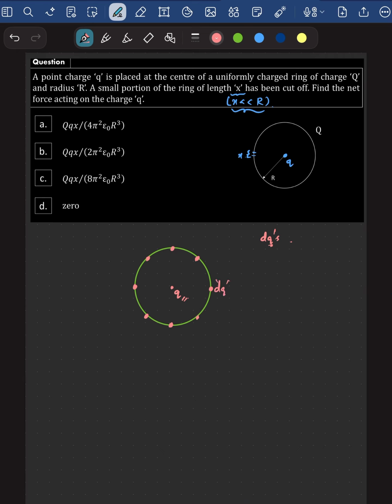So if I consider these two DQs as I've shown in the diagram, this DQ will exert a force on this q. And since both the charges are positive, it will be a repulsive force, that force will be, let's say, DF. This DQ will also exert a force on this q, and that will be equal and opposite to this force as well. So this will be another DF. Similarly, you will have this DQ exerting a force on this, that will be in this way. And this DQ will also be exerting a force on this, that will be this way, right?